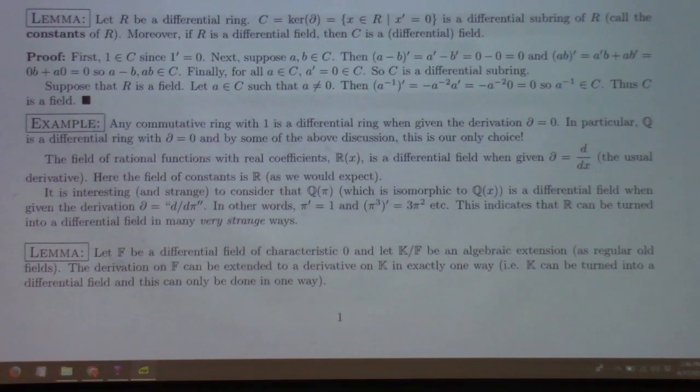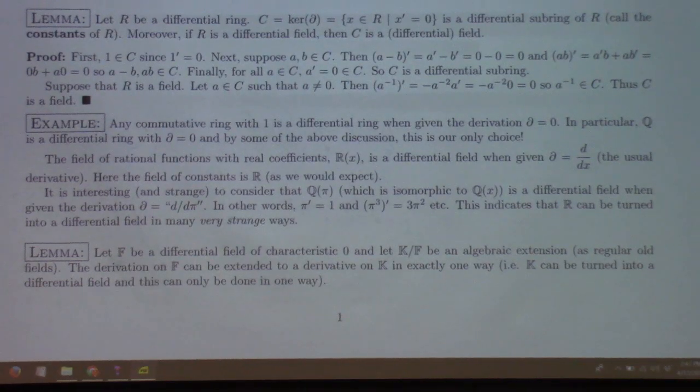1 is in the constants. What's missing? One last thing to do is to show that if a is in the constants, then a prime, well, that's the derivative, is equal to 0. That's also in the constants, right? So that's what it takes to show that C is a differential subring. And if R is a field, and we pick a in the constants with a non-zero, then as we discussed, you can build the derivative of the inverse like so. And so that shows the derivative of the inverse is 0, which says that a inverse is also in the constants. So there you go. That's the lemma.